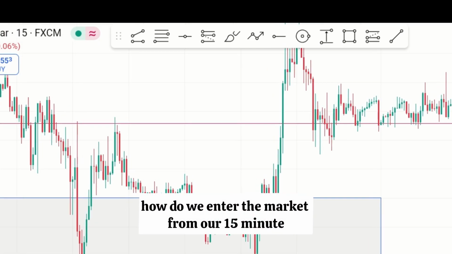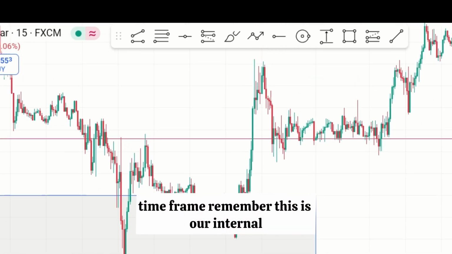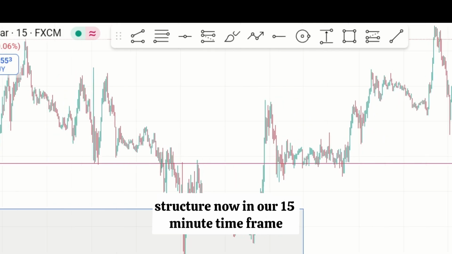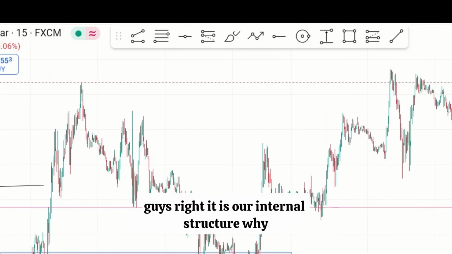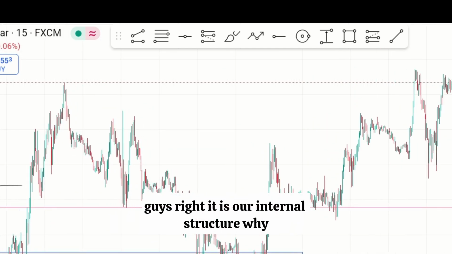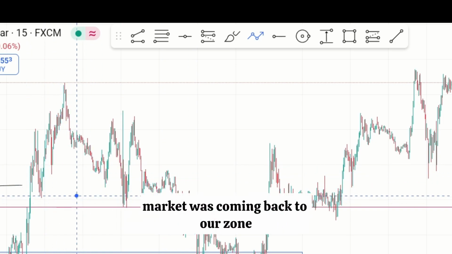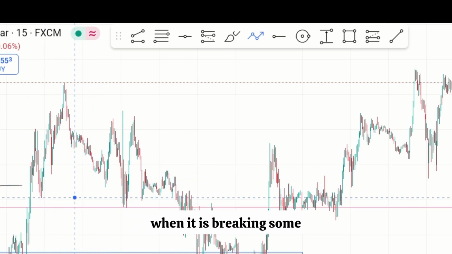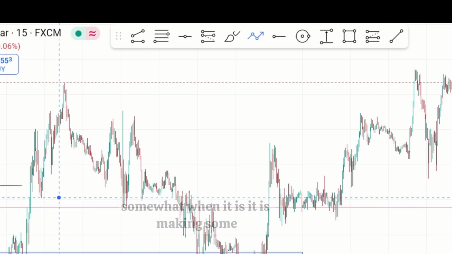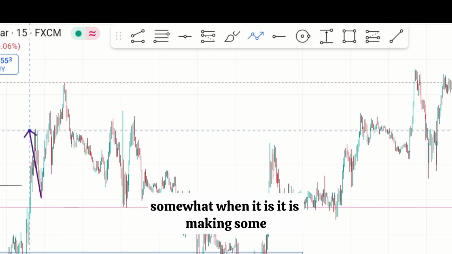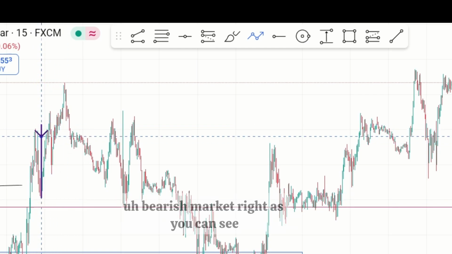How do we enter the market from our 15-minute time frame? Remember, this is our internal structure now, on our 15-minute time frame, guys. Why? Because now we shall consider that the market was coming back to our zone when it is breaking somewhat, when it is making some bearish market.